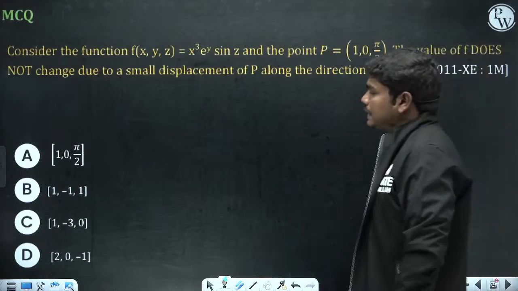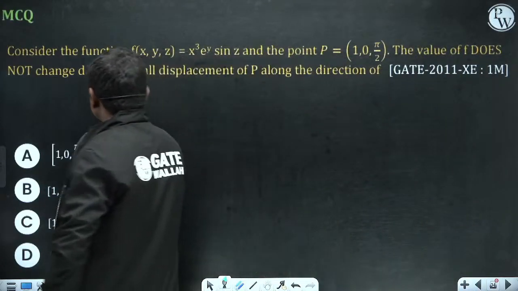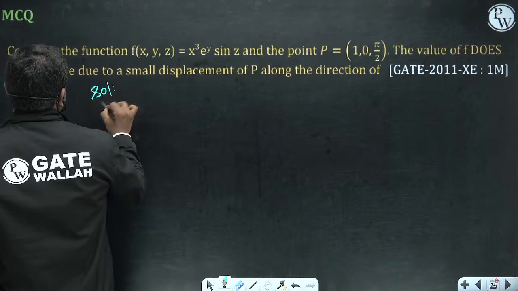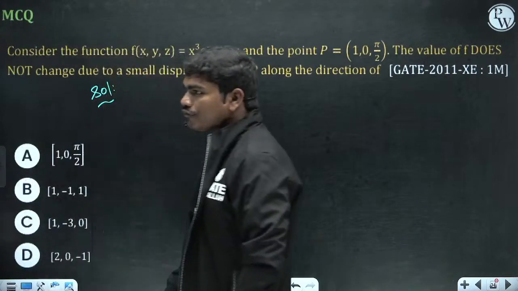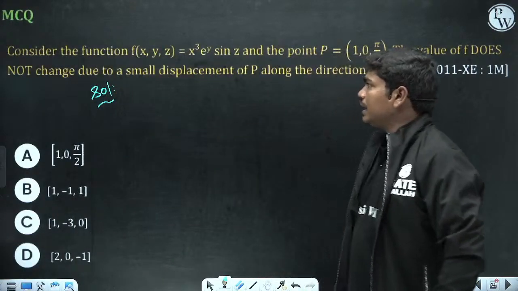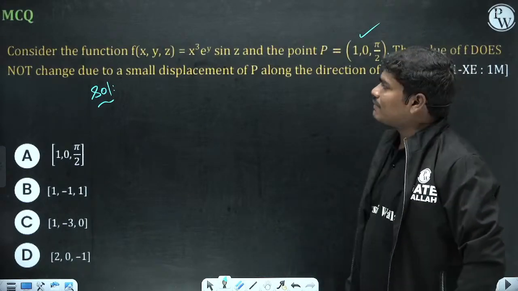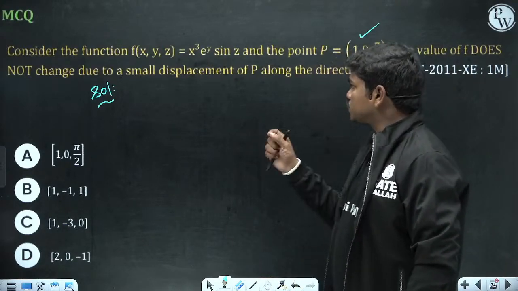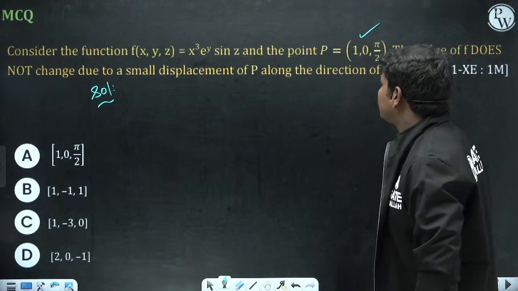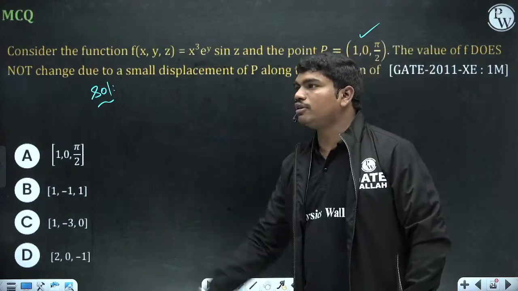This is a good question. Consider the function f of x, y, z equal to x cube e power y sin z, and the point (1, 0, pi by 2). Then the value of f does not change due to small displacement of P along the direction of... So they have given you a point actually.